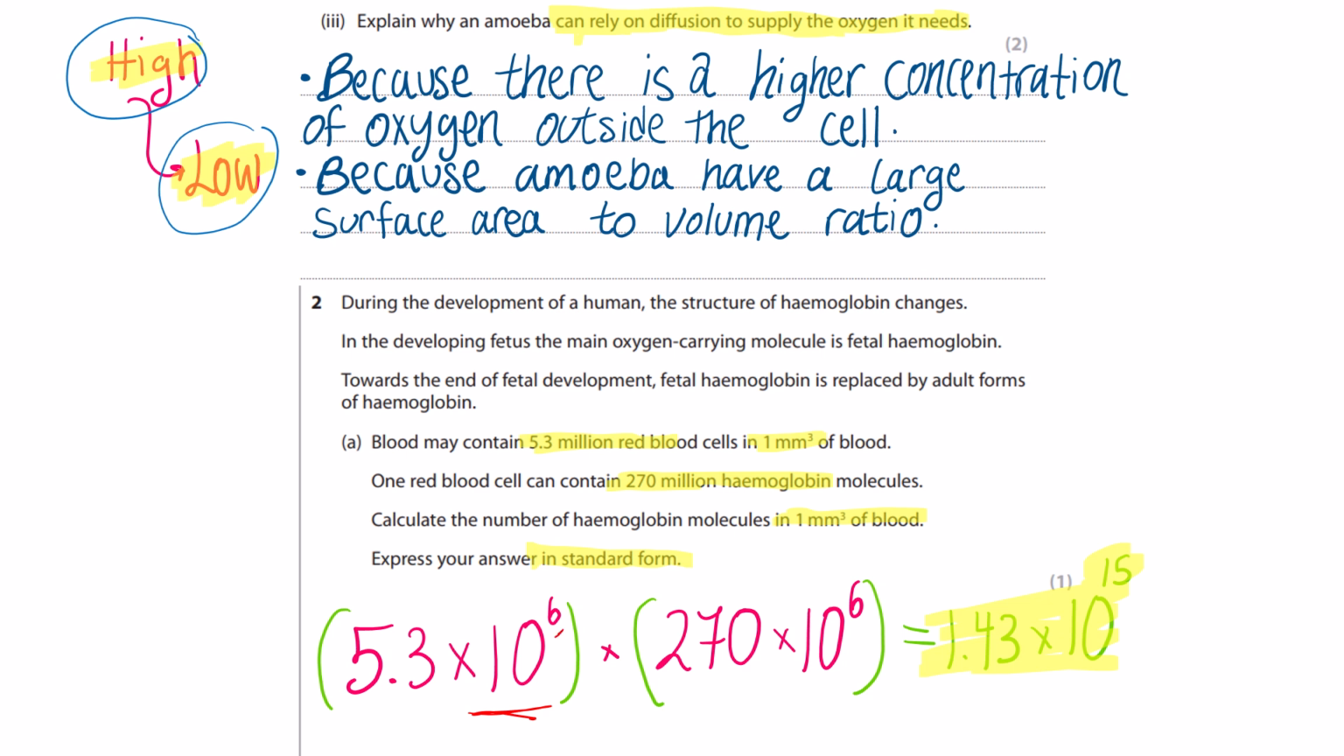So we're just going to simply multiply them together. So 5.3 times 10 to the power of 6 in brackets times 270 times 10 to the power of 6, which gave us 1.3 times 10 to the power of 15. Now that's a really huge number. This is why it's in standard form.